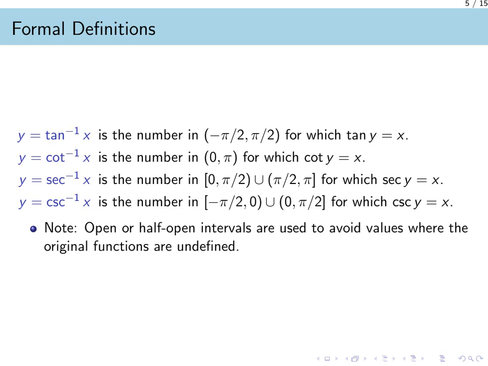For arcsecant, the angle is in the interval from 0 to pi, but specifically excludes pi over 2. For arccosecant, the angle is from negative pi over 2 to positive pi over 2, but excludes 0. We must exclude these points because the original functions are undefined there. For instance, the tangent of pi over 2 is undefined. These precise ranges are chosen to guarantee that each inverse function gives a single, unique output angle.